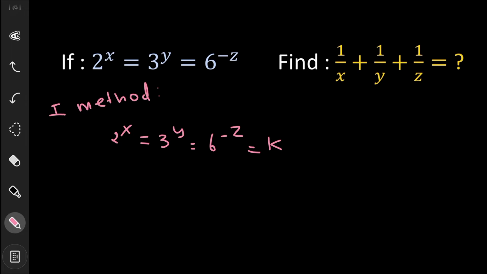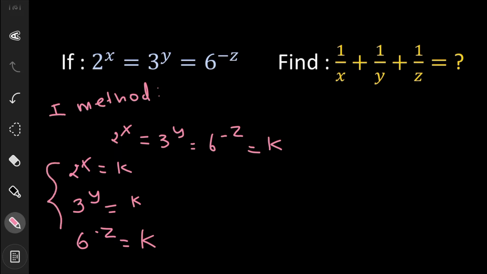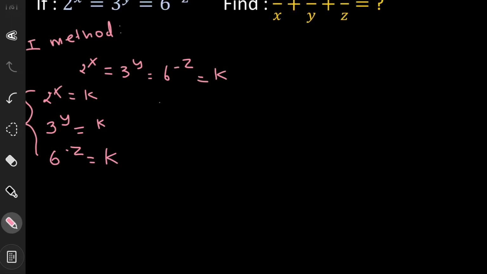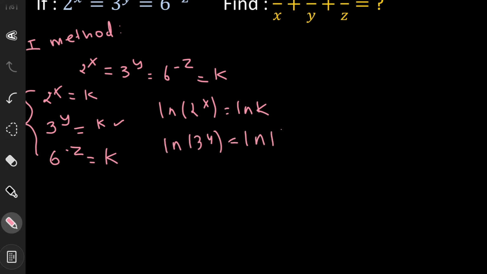Okay, now from this we can clearly say that 2 to the power x is going to be equal to k, 3 to the power y is also going to be equal to k, and 6 to the power negative z is also going to be equal to k. In these three equations I will simply take natural log on both of the sides. Therefore, natural log of 2 to the power x equals natural log of k. The second equation will turn out to be natural log of 3 to the power y equals natural log of k. The third equation will turn out to be natural log of 6 to the power negative z equals natural log of k.